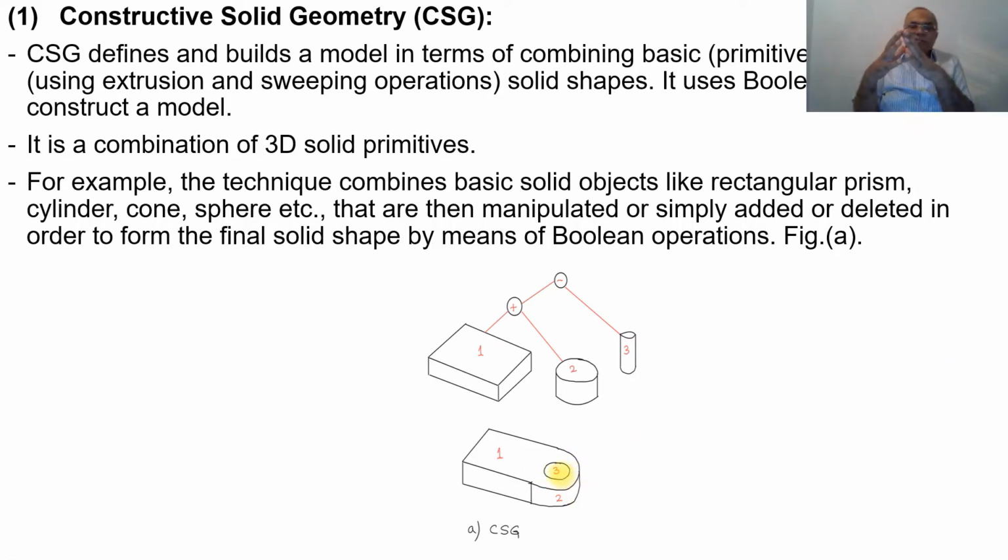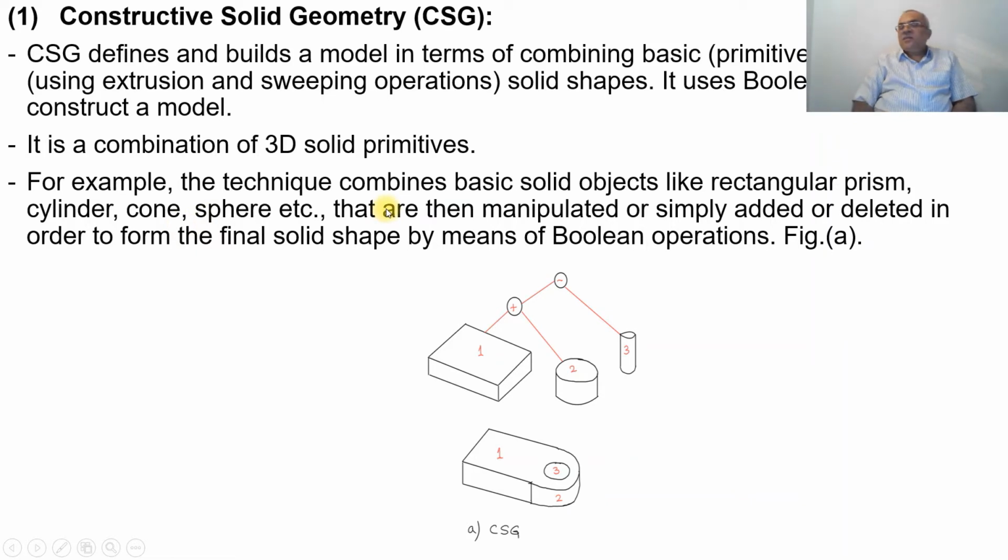So this is the rectangular prism, and this is a cylinder, and this is also a cylinder. These are all the solid primitives which will be used, so they have proper definitions. Then the Boolean operations are used. Which are the Boolean operations? One is union, another is subtract, and the last one is intersect. It is a combination of 3D solid primitives. For example, the technique combines basic solids like the rectangular prism, that's what I was talking about, the cylinder, cone, sphere, etc.